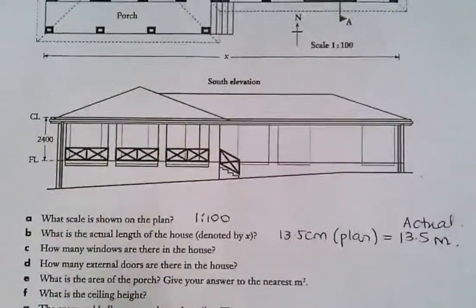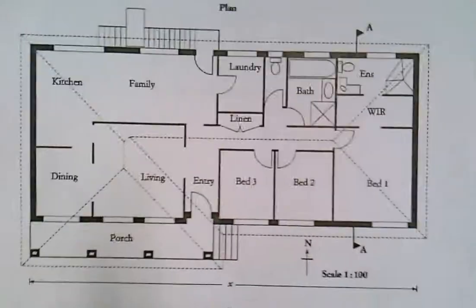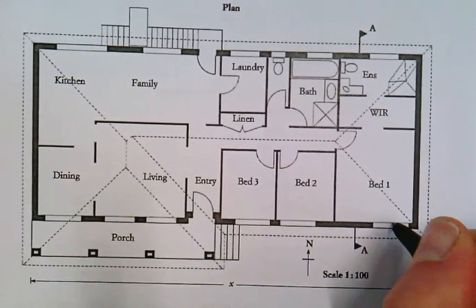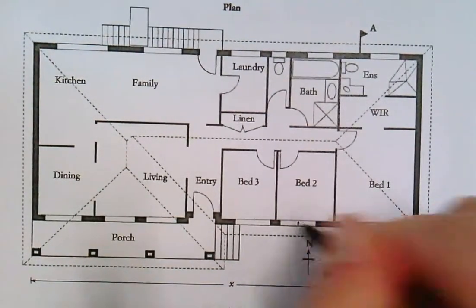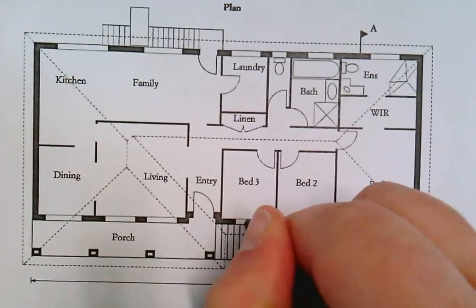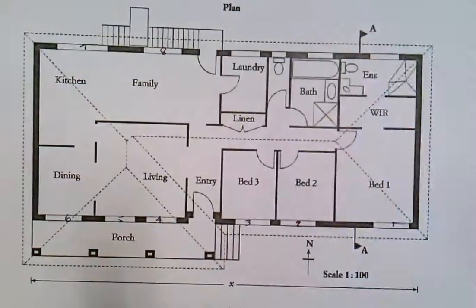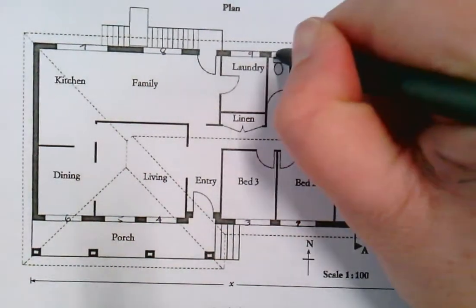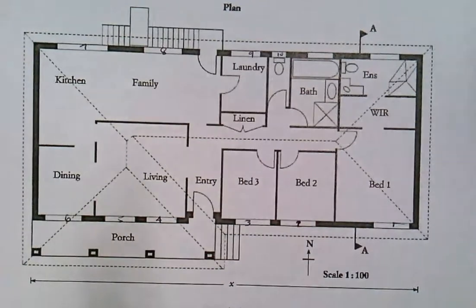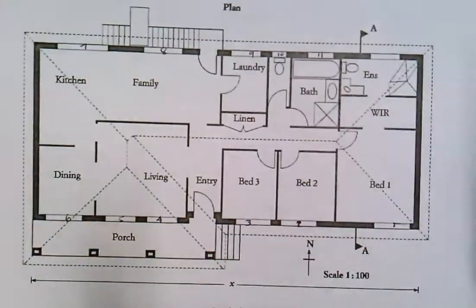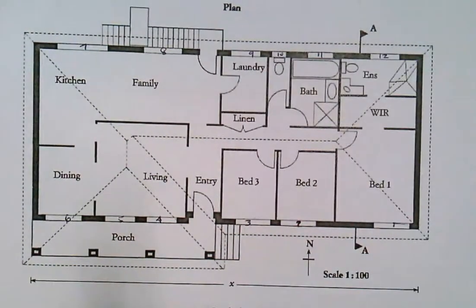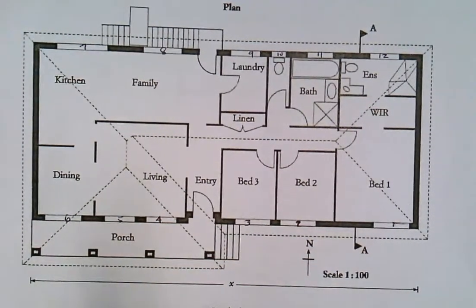All right, how many windows? Okay, how many windows? We're going to start here. We've got 1, 2, 3, 4, 5, 6, 7, 8, 9. You've got to have a window in the bathroom. That's compulsory. 10, 11, 12. Is that what we got? I can't see any more. 12 windows.